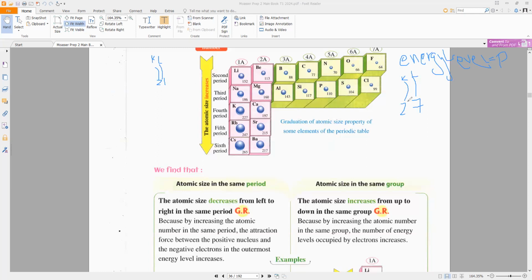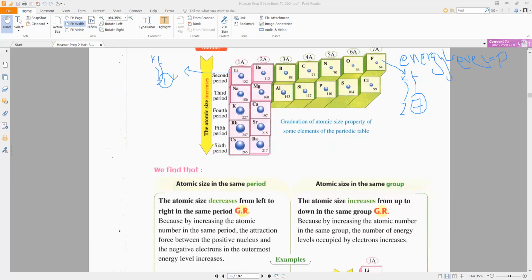They have the same number of energy levels, but what is the difference? The number of electrons in the outermost level. Lithium has 1 electron in the outermost, but fluorine has 7 electrons in the outermost. How does the number of outermost electrons affect the size? Yes, it greatly affects the atomic size.